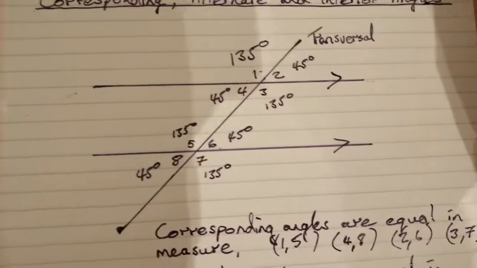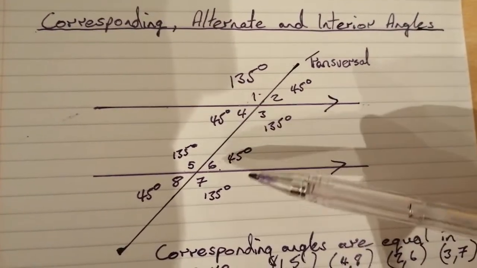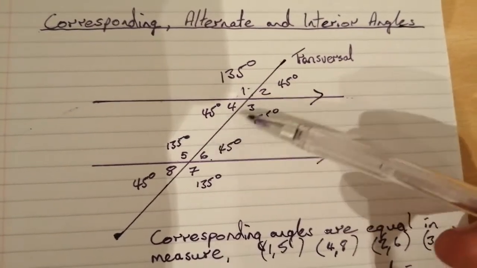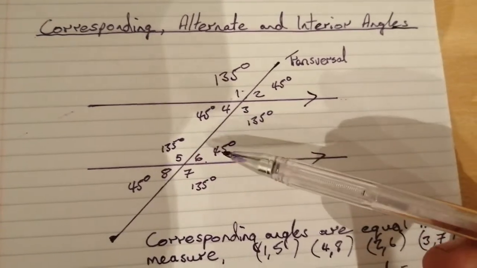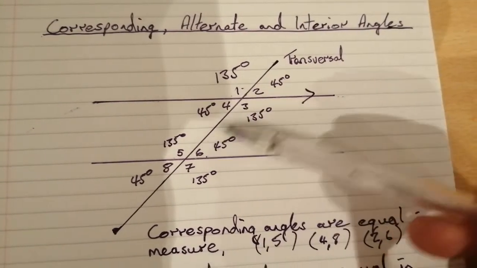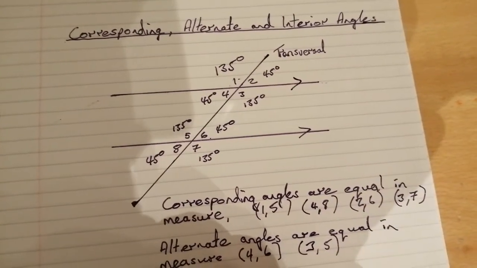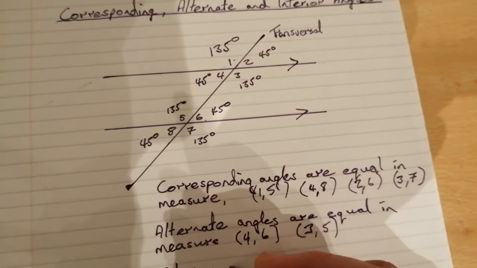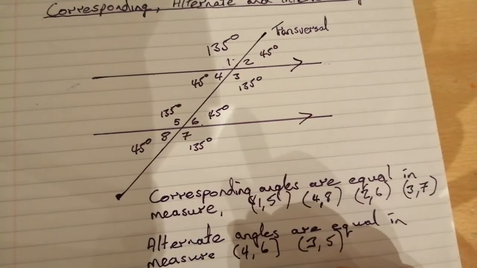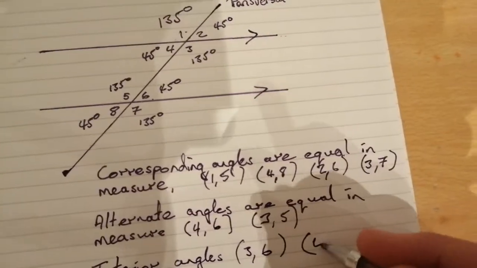Okay, and lastly, interior angles. So our interior angles, they're inside the parallel lines again, and they're the ones like 3 and 6, which are not equal in measure, but they do add up to 180, these interior angles. 135 and 45 makes up to 180. So interior angles. And we have 3 and 6, it's a pair of interior angles, and then 4 and 5 also a pair of interior angles.